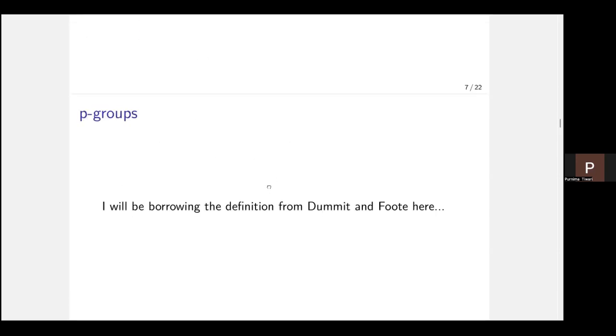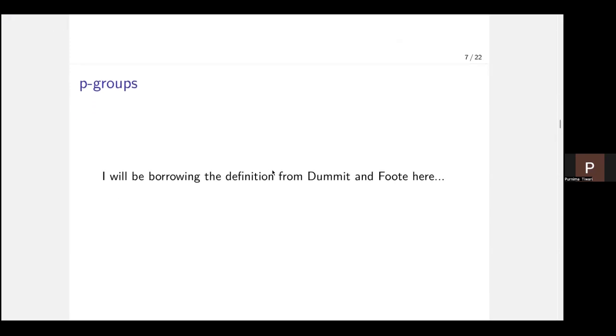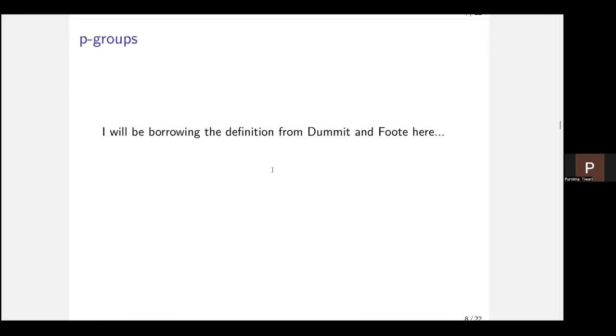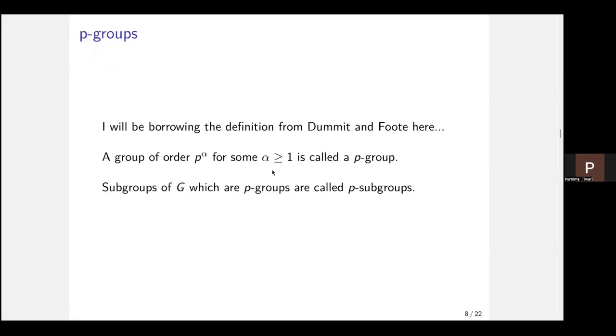Moving ahead, let's come to p groups. I'll be borrowing my definition from Dummit and Foote, the classic textbook on abstract algebra, which states that a group of order p to the power alpha for some alpha greater than or equal to 1 is called a p group. Now, of course, alpha will belong to the set of integers and must be greater than or equal to 1. Here, p represents a prime number.